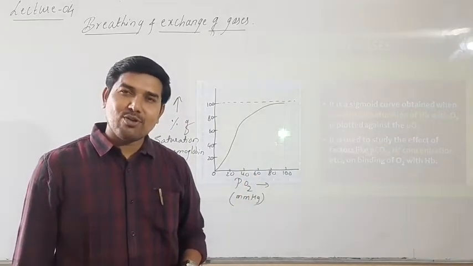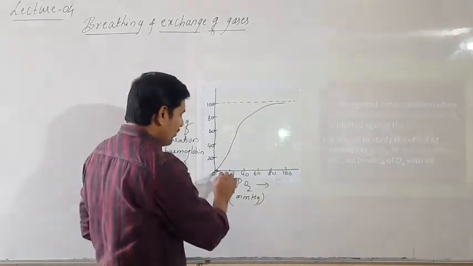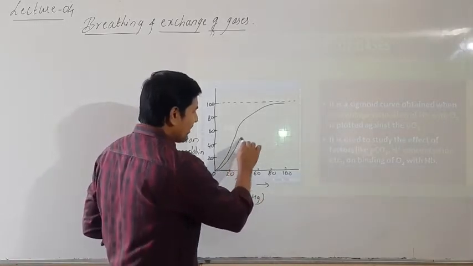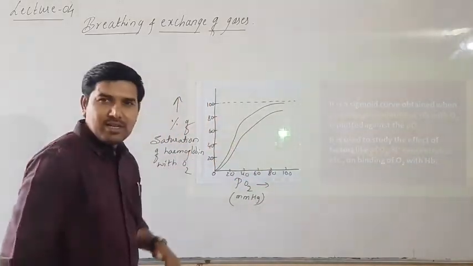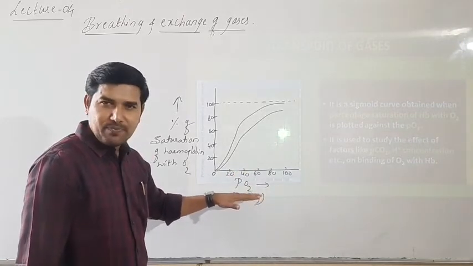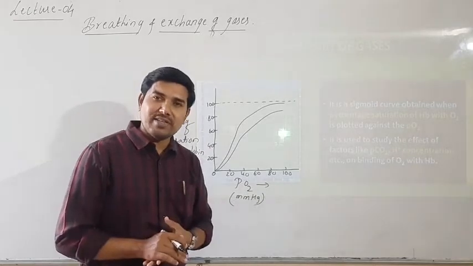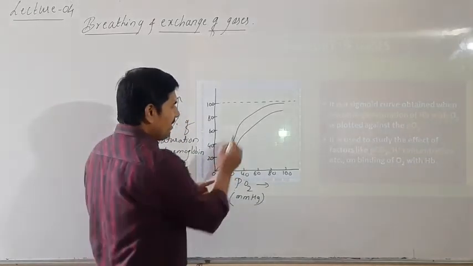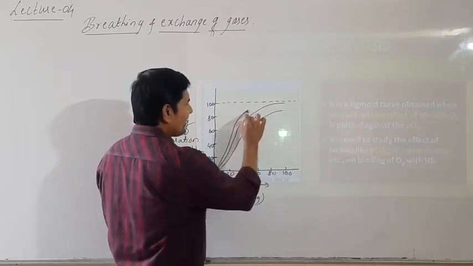If the concentration of oxygen is reduced, then what will happen? Then the curve will shift towards the lower side. That means oxygen does not bind with the hemoglobin because of a lack of oxygen. Then what will happen if its concentration is a little bit increased? If it is increased from the normal level, it may shift a little bit towards the left side.